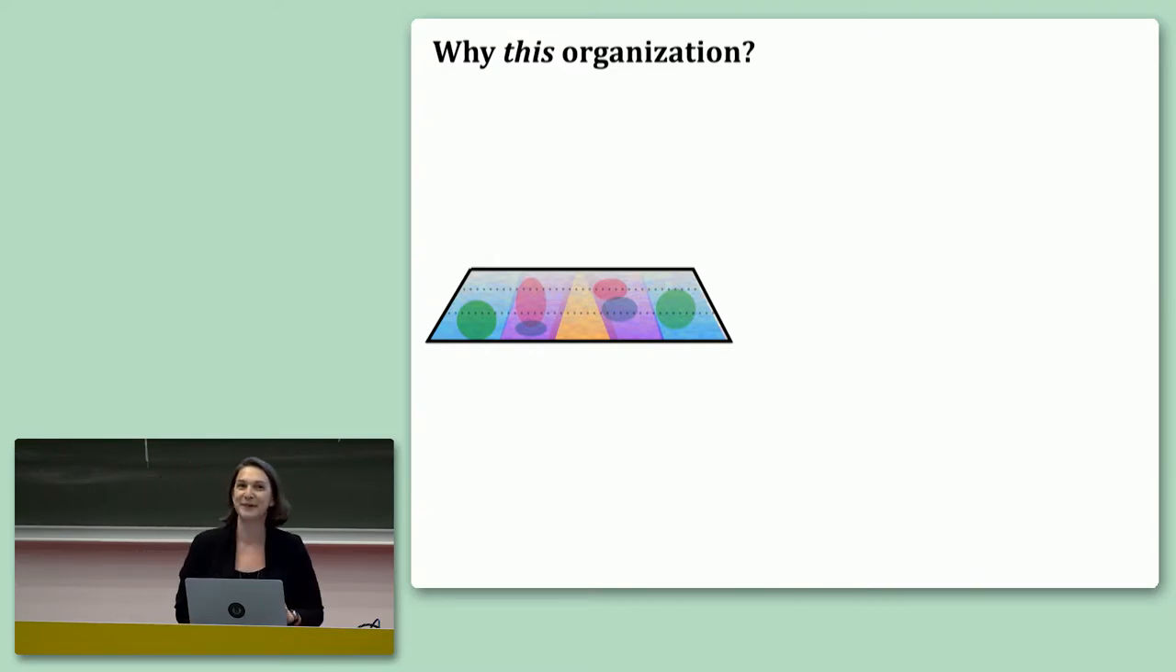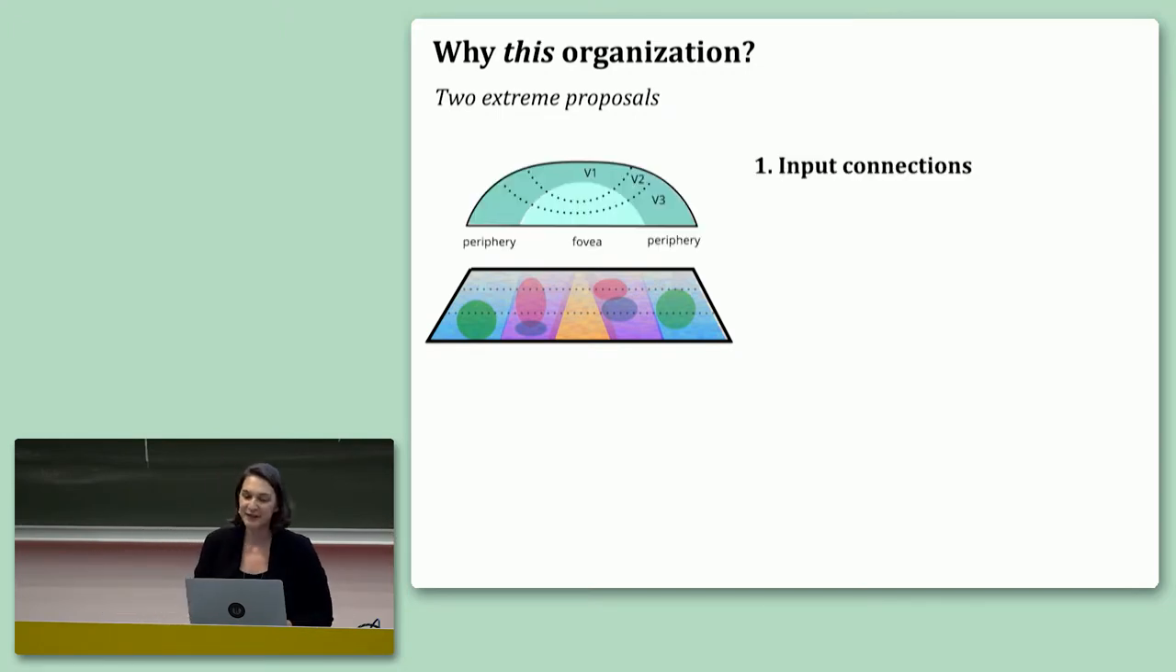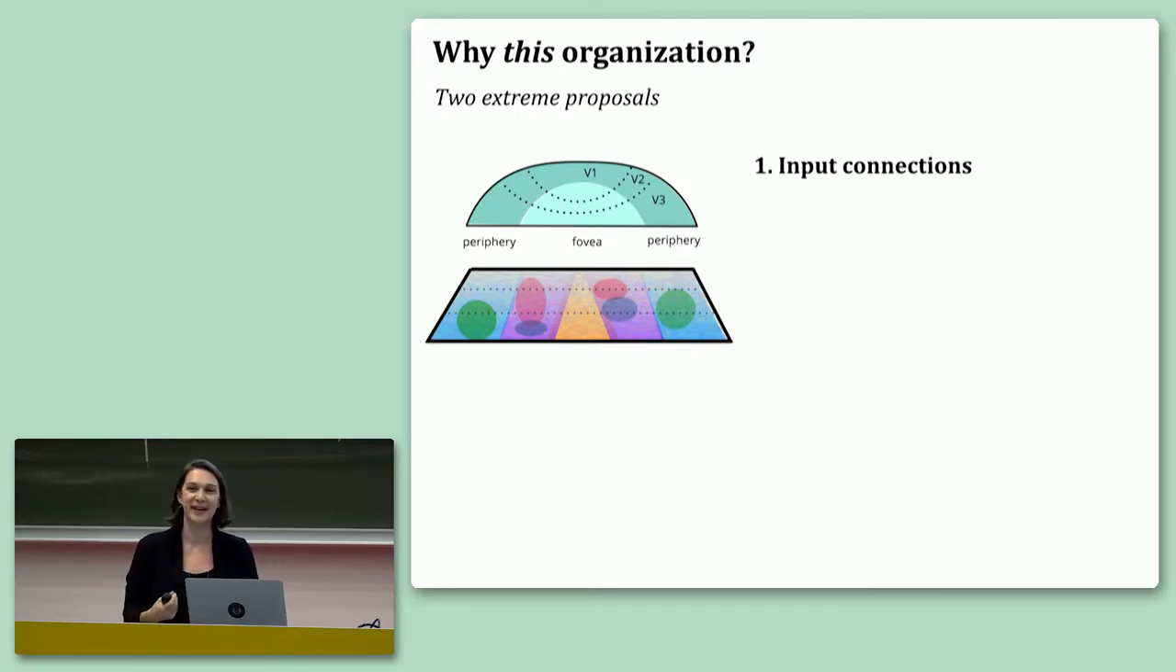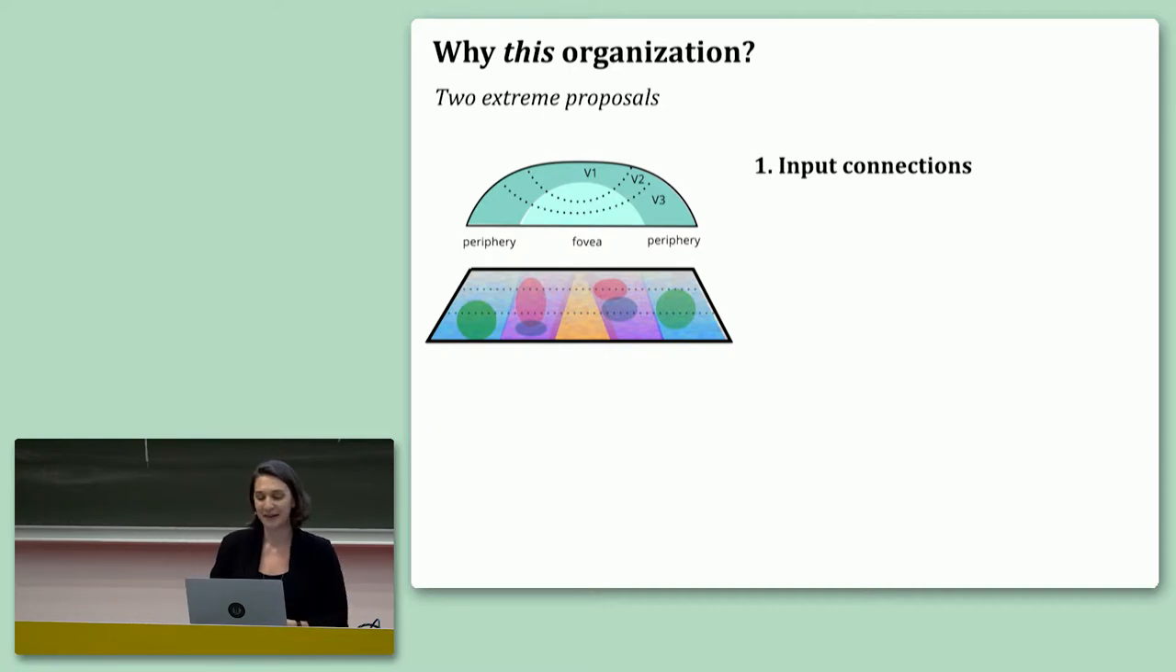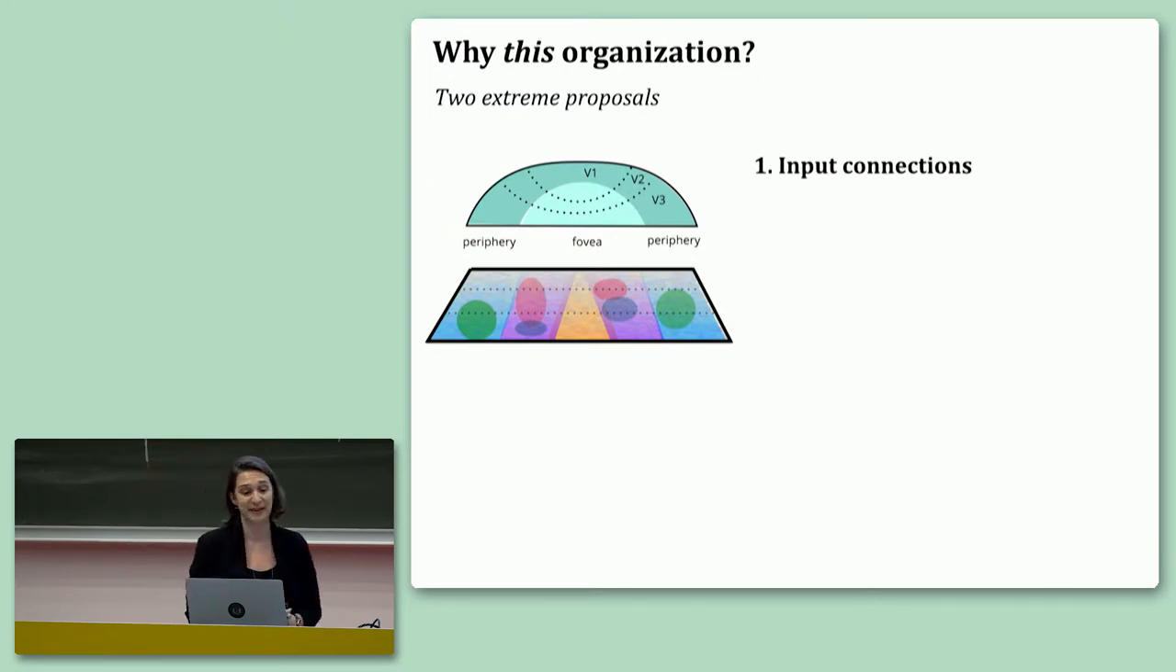Why does the occipital-temporal cortex organization look like that? There are many proposals, but they usually lie along a continuum, so I'm going to characterize the two extremes, and almost everyone is situated somewhere in between them. They're all about connections. What's connected to what? They just emphasize different connections. So the first extreme view is that this organization of object-responsive cortex is entirely due to input connections.